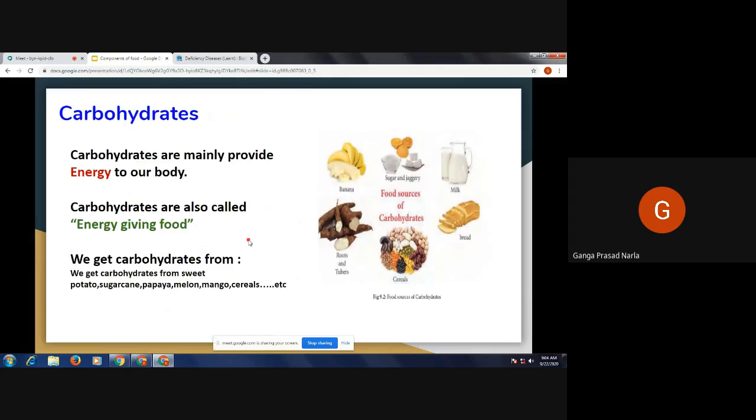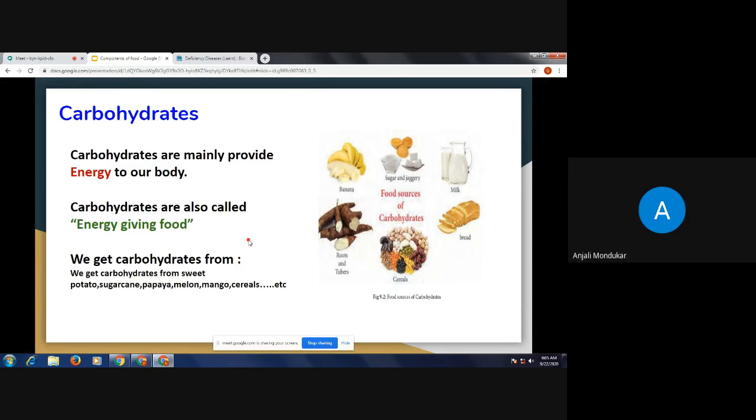Carbohydrates mainly provide energy to our body. It is one type of nutrient which is present in the food. The food which contains carbohydrates is called energy giving food. For example, banana, sugar, jaggery, milk, cereals, bread.